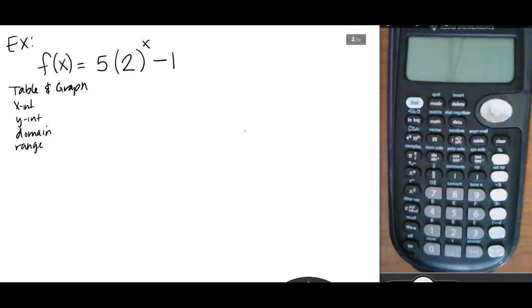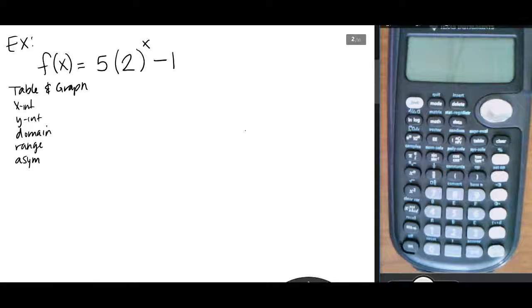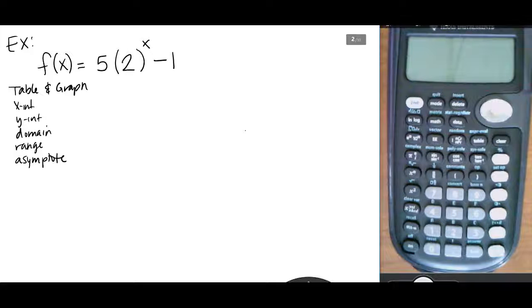Okay, for this example, I've given you a much more difficult exponential to try to graph on your own. So I've given you sort of all the pieces that you need to deal with here. So I need you to make a table and graph it. And while you're doing that, we're going to find x, y-intercept, domain and range, and our asymptote. So take a moment, pause the video, see if you could do this on your own. And like I said, it's much harder than our previous one.